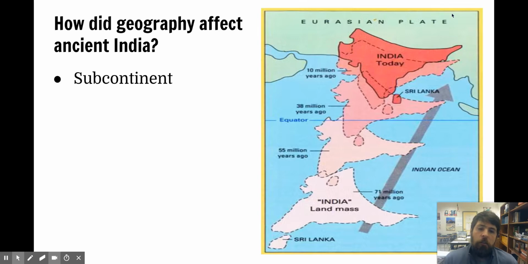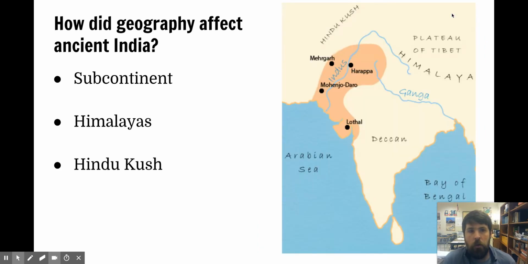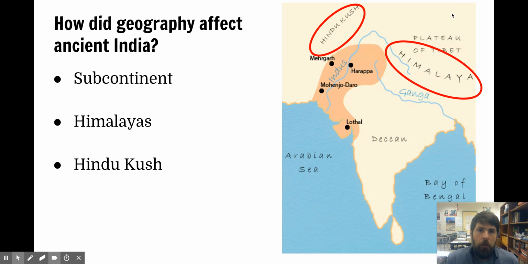That's because it's on its own tectonic plate. It was actually millions and millions of years ago. It used to be separate from the rest of the continent of Asia, and then very slowly it drifted into the bottom part of Asia. And when it did that, it created 2 huge mountain ranges where the plates slammed together. It drove jagged mountains up.